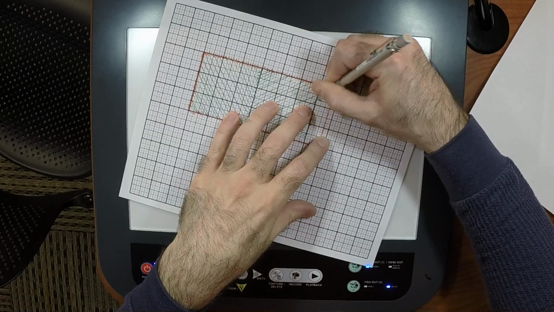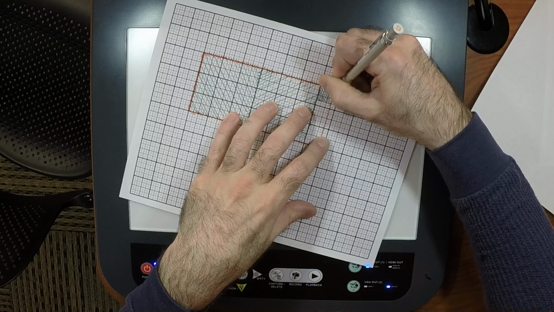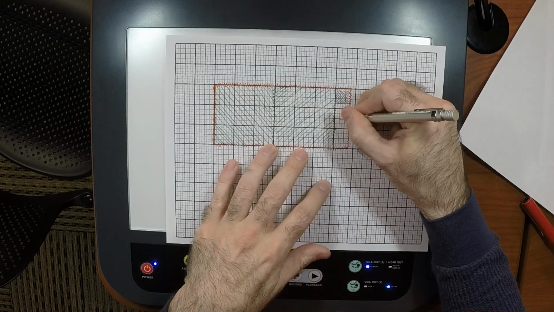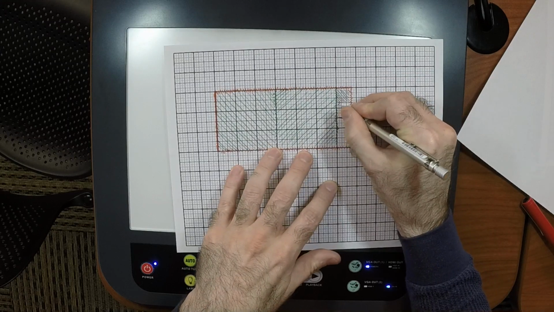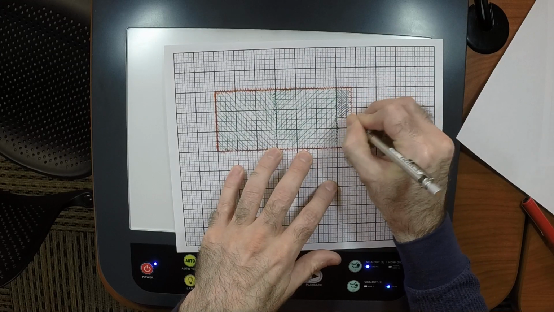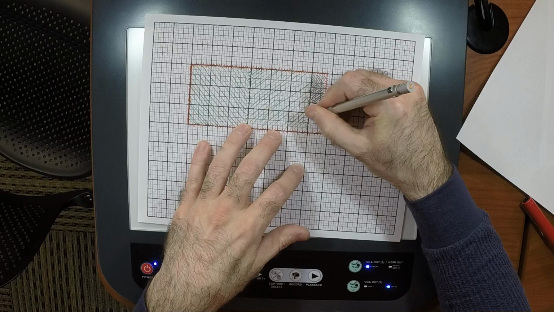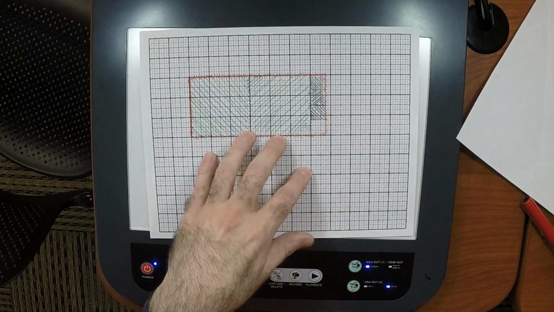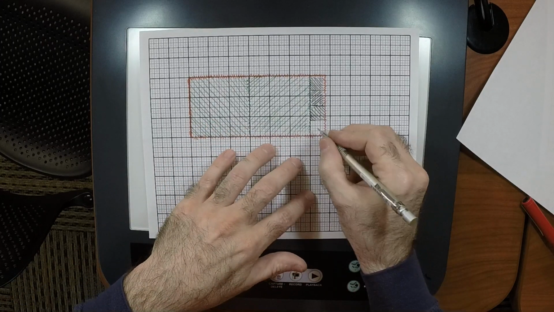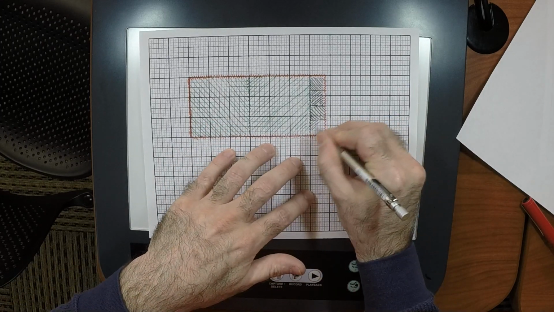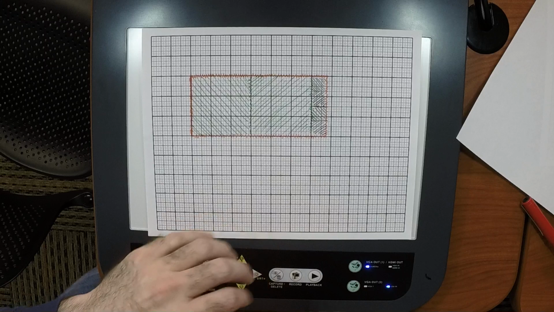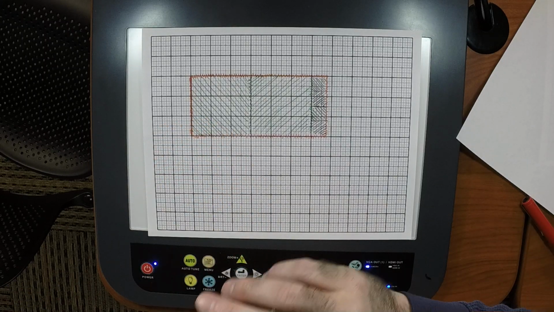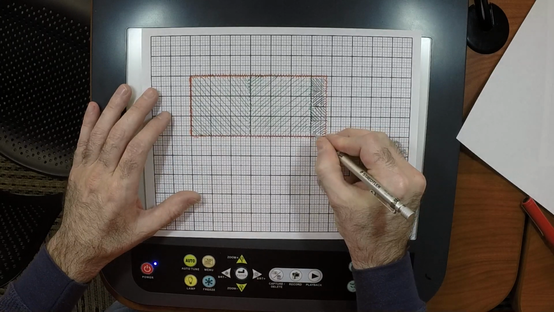So there's a 6 by 6. I see another 6 by 6 there. I see another 6 by 6 there. And then, look, another 6 by 6. And how much is left? None, right? None are left.